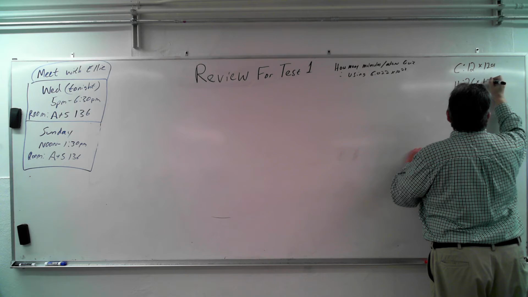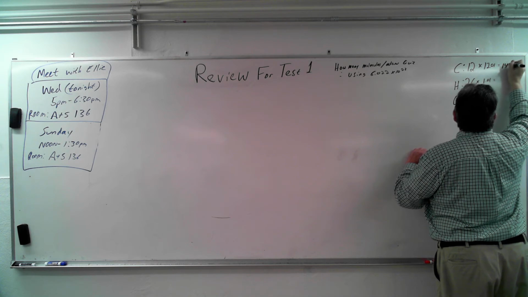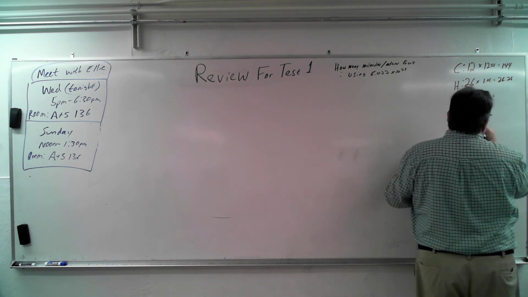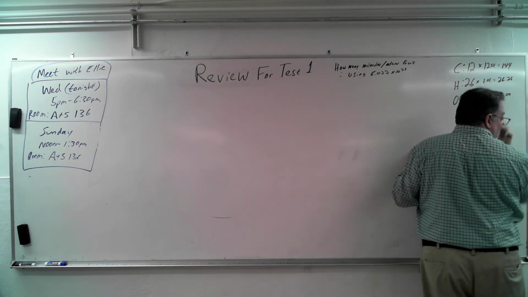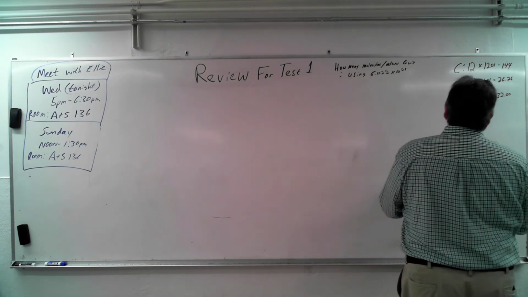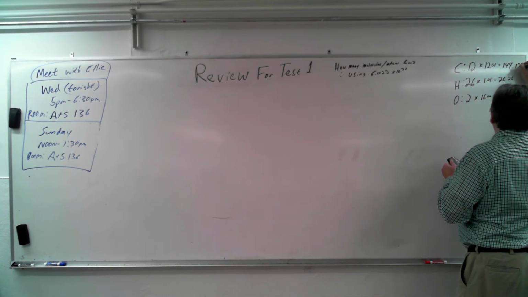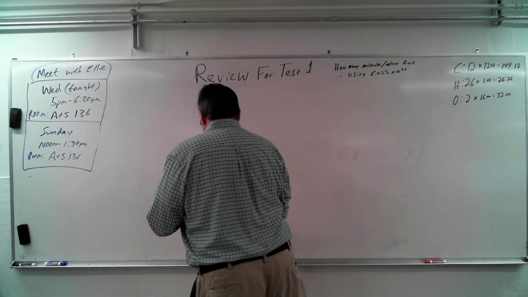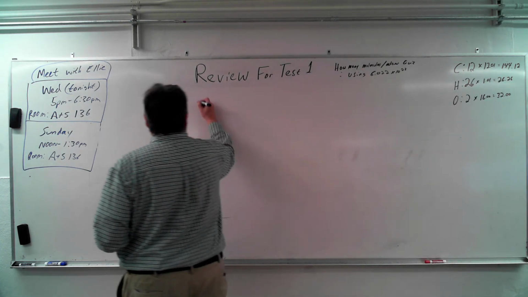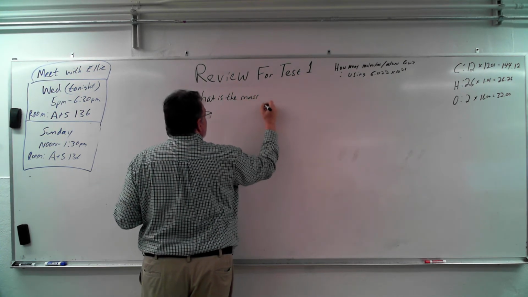12.01, 1.01, 16. This is 144 something. This is going to be 26.26. This is 32.00. 12.01 times 12. Okay, I'll add that up. Let me write the question. What is the mass of 2.83 moles? Let me say it this way.